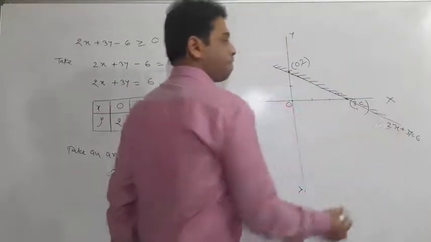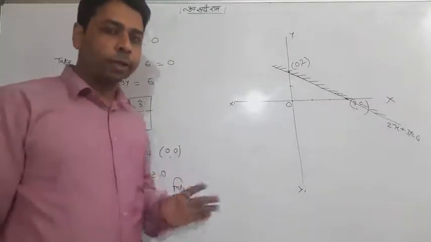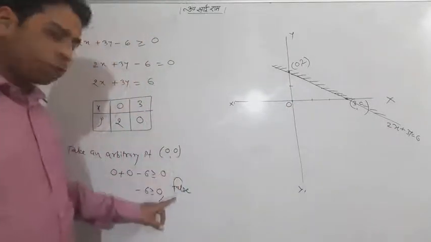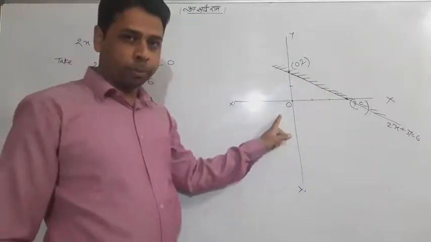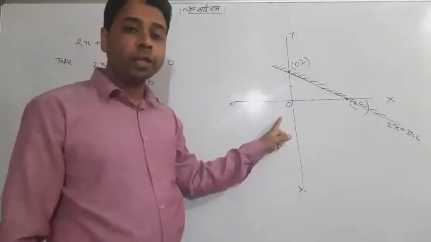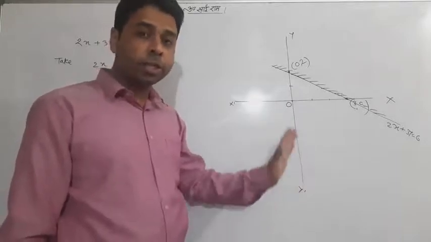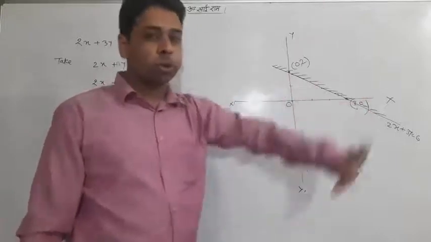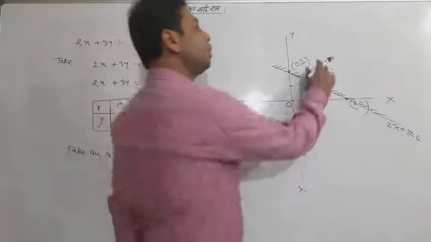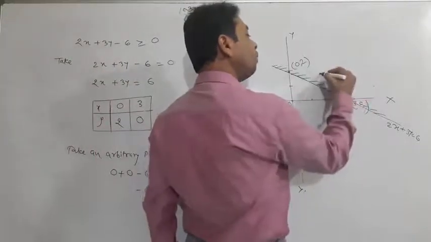This is the answer. I just want to tell you again, when the origin satisfies the inequality, then your shaded region will contain the origin point. But the origin point is not satisfying the inequality, meaning the inequality's region will not contain the origin point, it will be just opposite of the origin point. And this whole shaded region is called the feasible region.